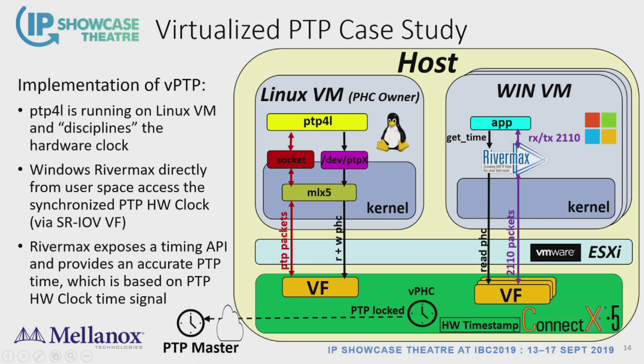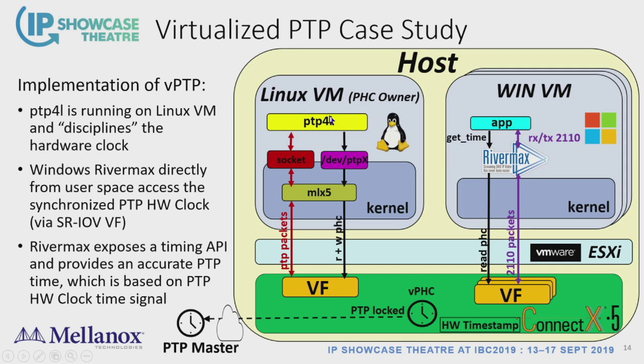We implemented this solution using Rivermax. Rivermax is Mellanox's SDK for the media and entertainment industry. We added a timing API to Rivermax that exposes the PTP hardware clock time directly to applications. On the Linux virtual machine, we run ptp4l to synchronize the PTP hardware clock of the NIC.